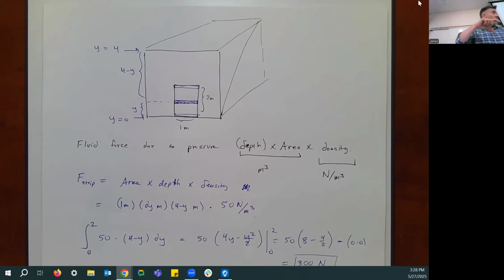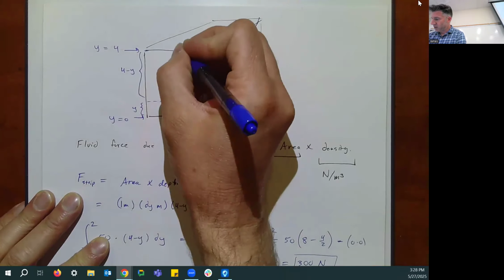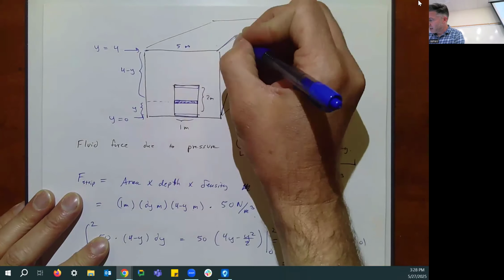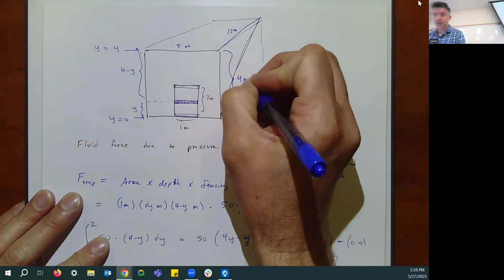Because it's still in the pool. Same pool, right? So this is part B of the same problem. In the same pool, there's an underground maintenance room at the deep end with a rectangular door. So we're on the deep end of the pool over here, where this width is still 5 meters, this length is still 12 meters, and this depth is still 4 meters.